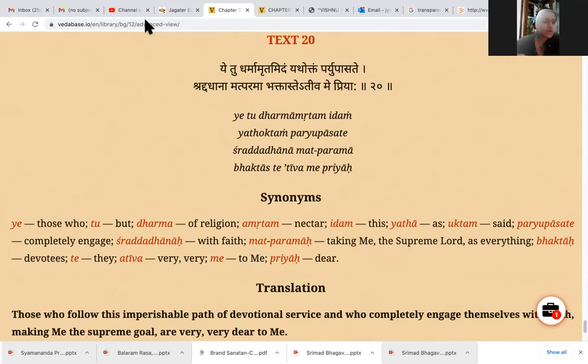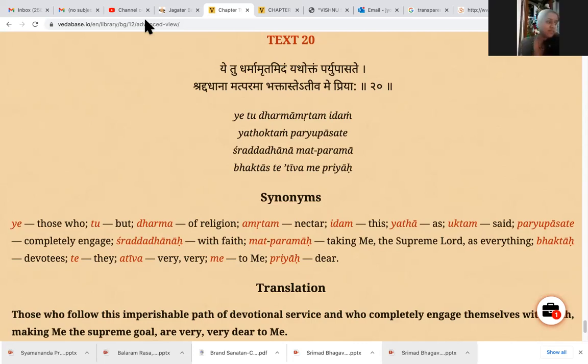Very nice. Just one minor observation: yathoktam paryupasate. Okay, shall I say again? Yes, of course. Ye tu dharmamritam idam yathoktam paryupasate shraddhadhana matparama bhaktastetiva me priya. Very nice. Perfect. Thank you so much, Mataji. Who else would like to come, please?